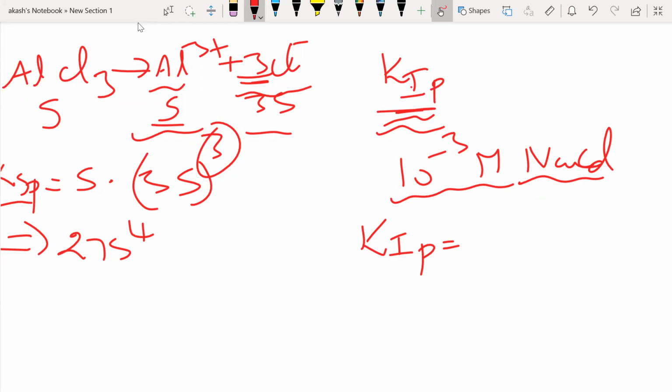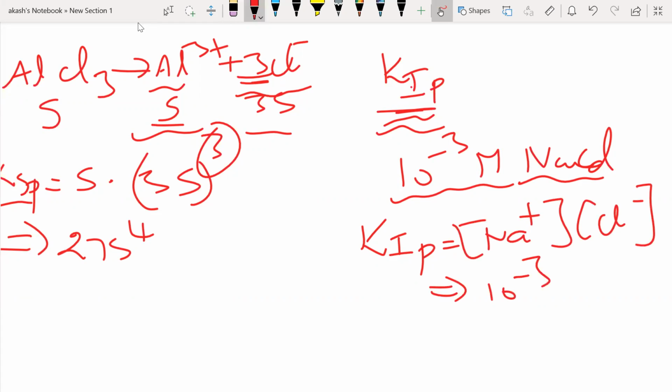Right? So can I say the ionic product will basically be the concentration of Na plus times the concentration of Cl minus, whatever concentration you get, it need not be at the saturated state. Now that would be 10 to the power minus 3 into 10 to the power minus 3, which becomes 10 to the power minus 6. Right, this is what the ionic product is.